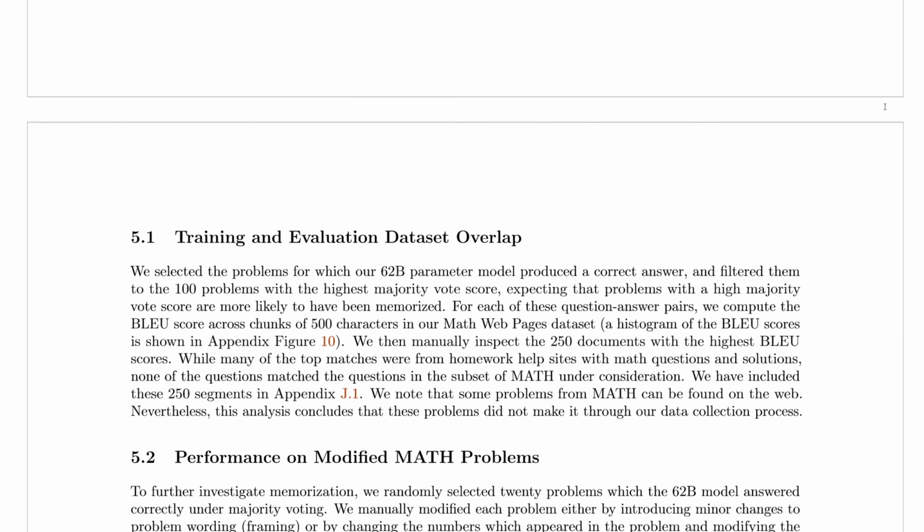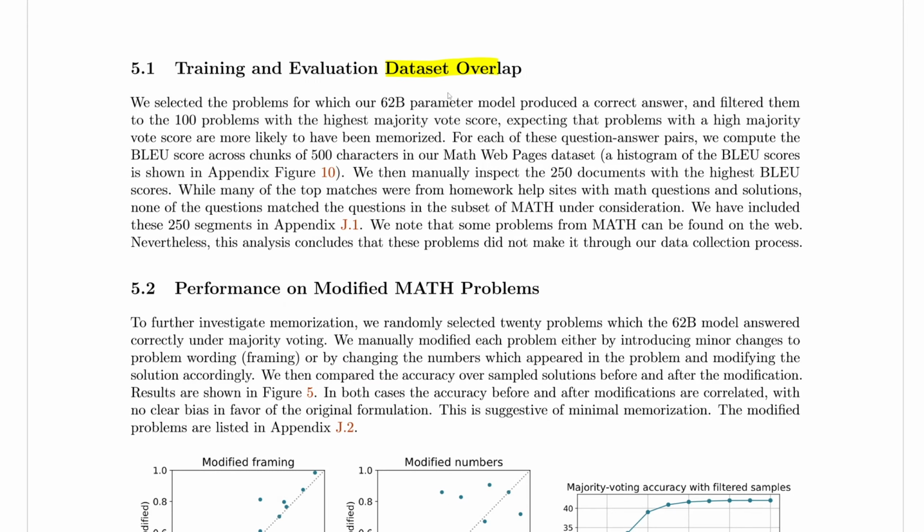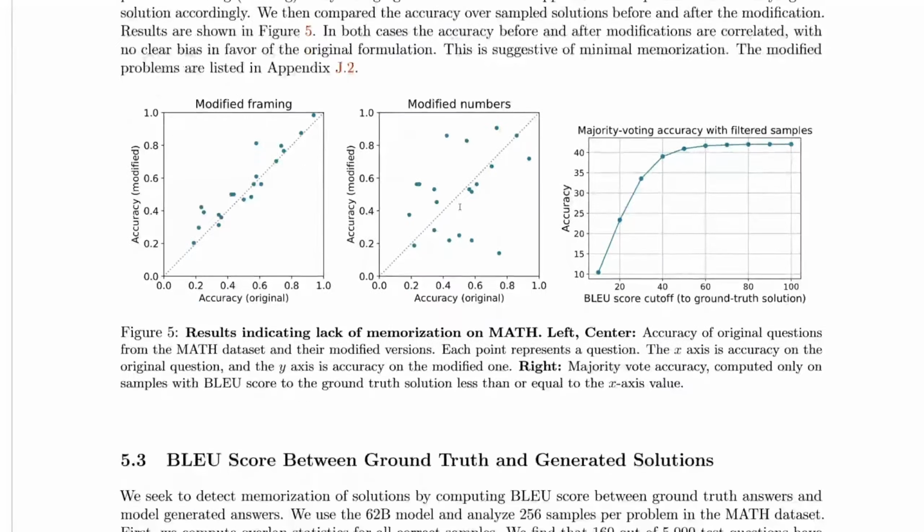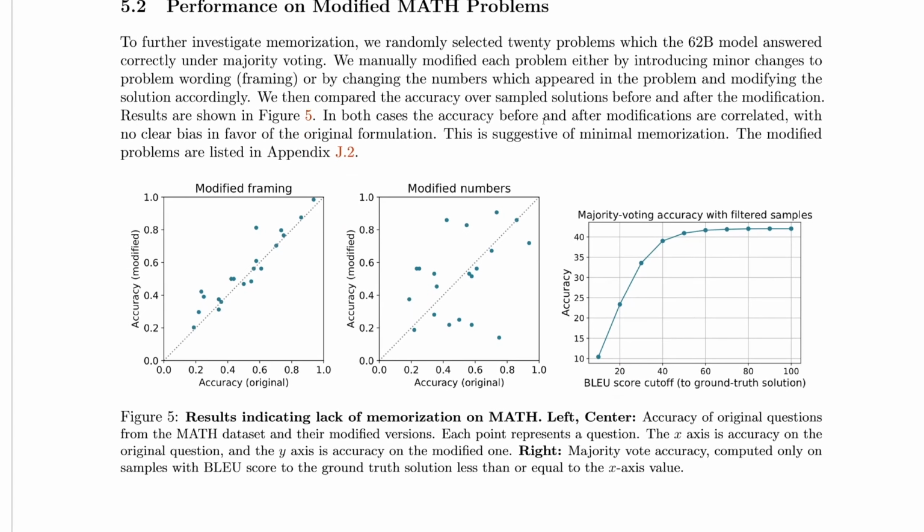So if we scroll down here, we can see they talk a little bit about the data set overlap. We're going to come back to that in a second, but first I want to take a look at the performance on modified math problems. What they do here is randomly select 20 problems that the 62 billion parameter model answered correctly under majority voting. Then they manually modify each problem and introduce minor changes to the wording or change the numbers which appeared in the problem, and modify the solution to fit the new question too, of course. And then they compare the accuracy over these new problems to the old problems.